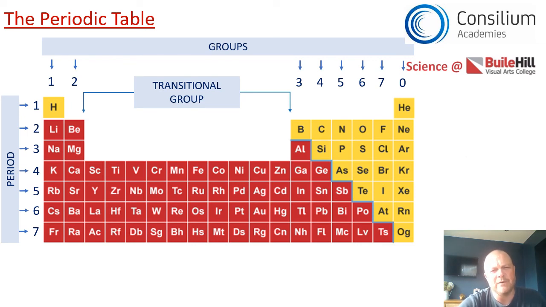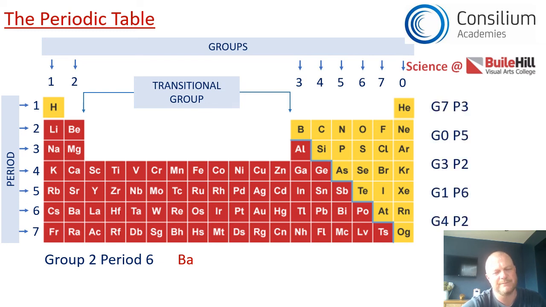What if I ask you to do it the other way around? What if I give you the group and the period number and ask you to tell me the name of the element? So for instance, what's the element in group 2, period 6? Well, I can find group 2, I can find period 6, and the only element there is Ba, barium. Okay, so pause the video again and have a go at the 5 on the right hand side.